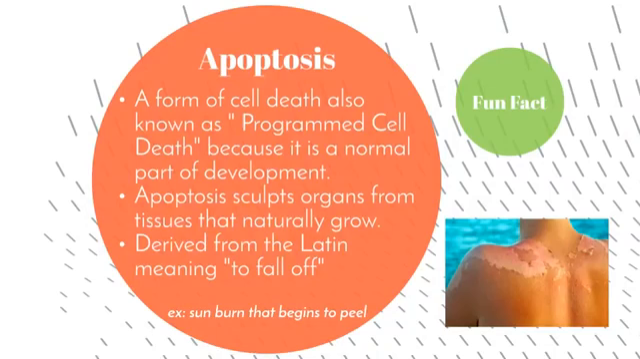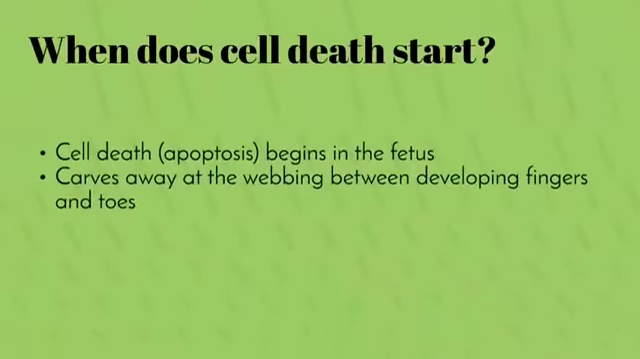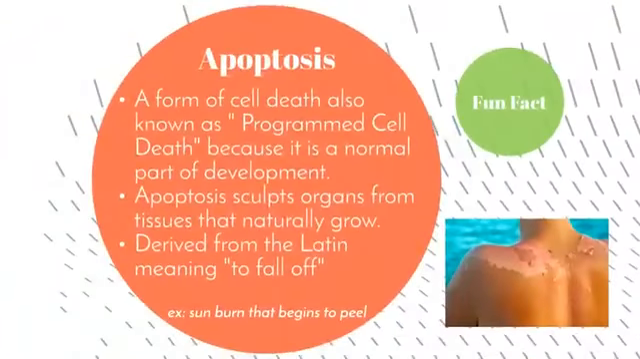So as you see, sunburn that begins to peel is an example of apoptosis, and I have an image here on the lower right-hand corner. And a fun fact is that cell death actually begins in the fetus. What it does is carve away at the webbing between developing fingers and toes.